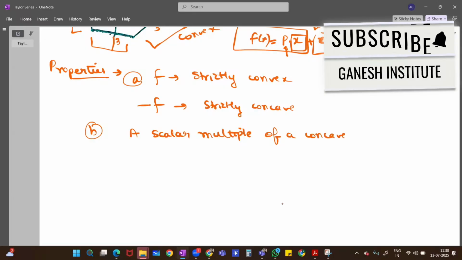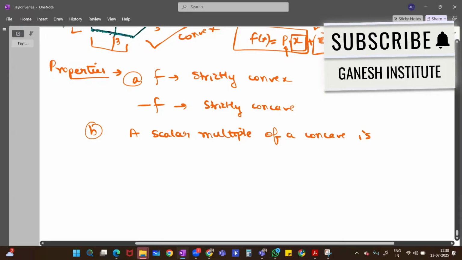So what do you think the product is? A scalar multiple of a concave is a concave only, ma'am. Correct. And if it is convex, it is likewise. It will be convex.